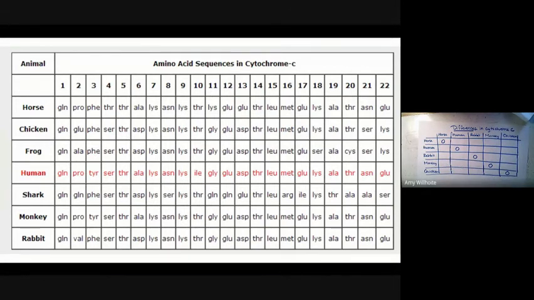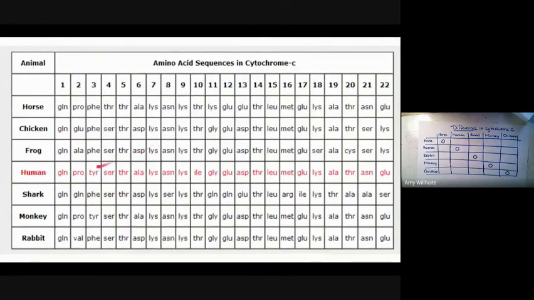All right, so what you're supposed to do is compare them. You're supposed to count how many differences are between the human and the horse, say. Okay, so here's the horse up here. So I'm going to look at the red versus horse. I'm going to say not different, not different. Oh, there's 1, 2, 3, 4, 5. So then I'd write for horse versus human, I would write 5.